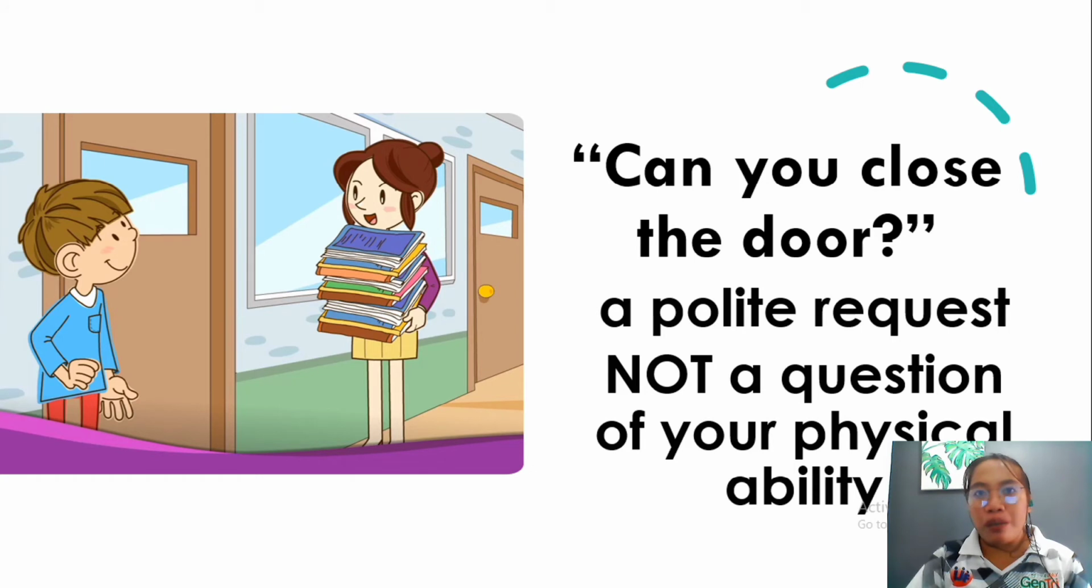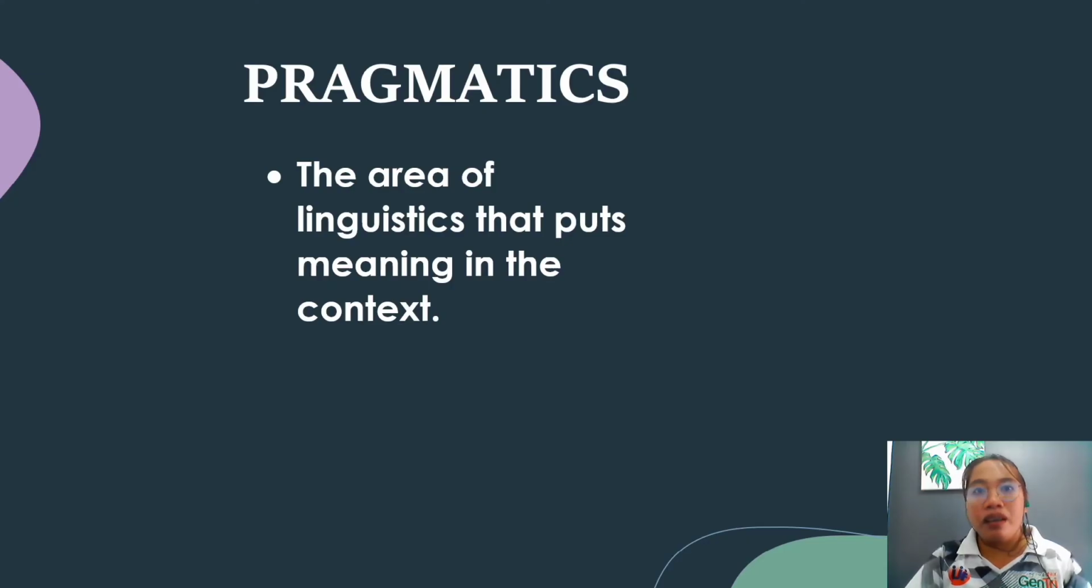Sometimes we don't always say exactly what we mean, and yet we're still pretty good at understanding each other. If I ask, "Can you close the door?" you will probably interpret the question as a polite request rather than a question of your physical ability. That's because we don't just use meaning to figure out what's going on. We also use context. The area of linguistics that puts meaning in context is pragmatics.